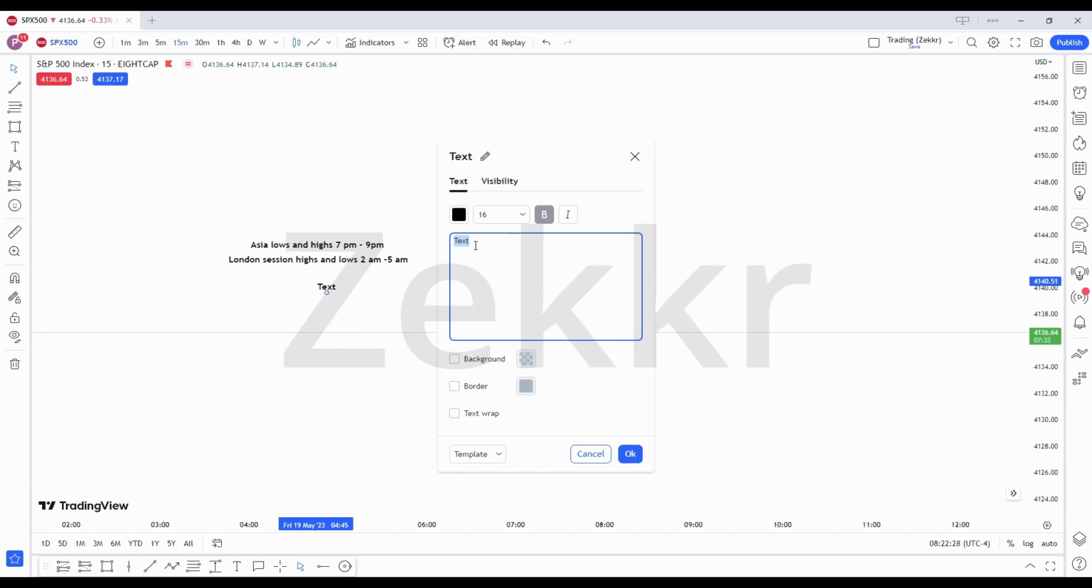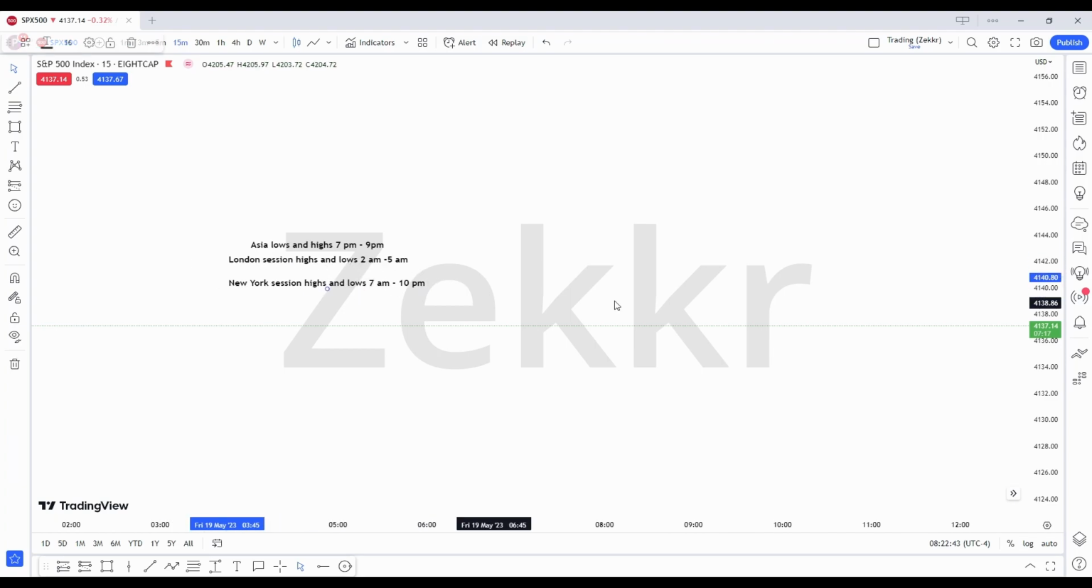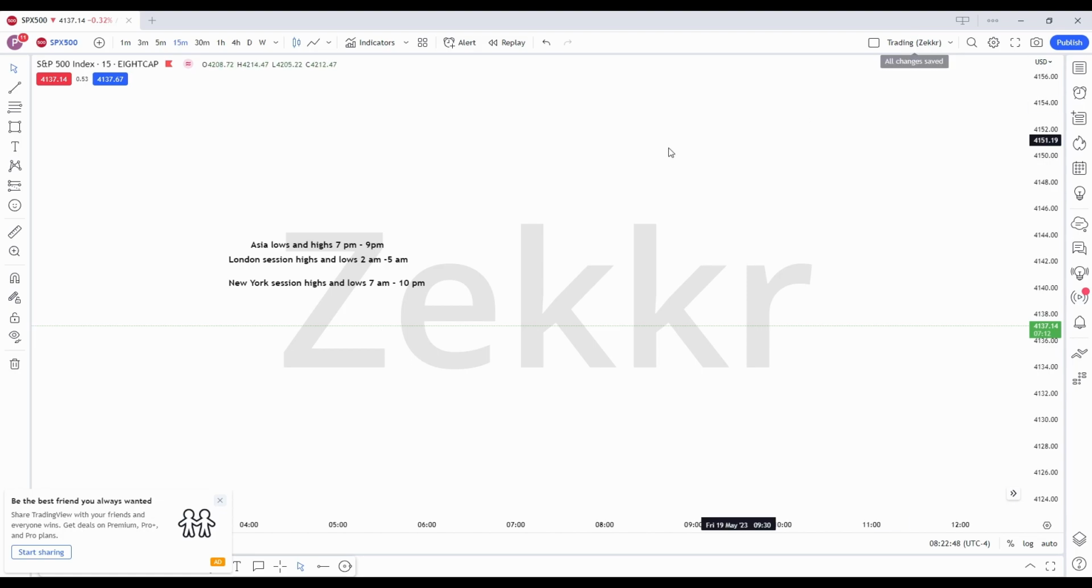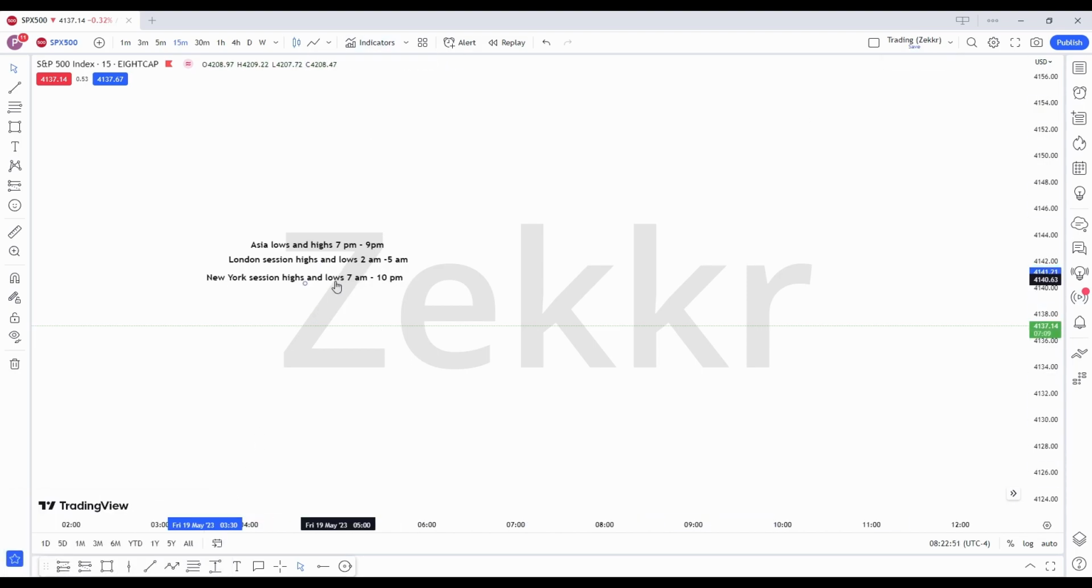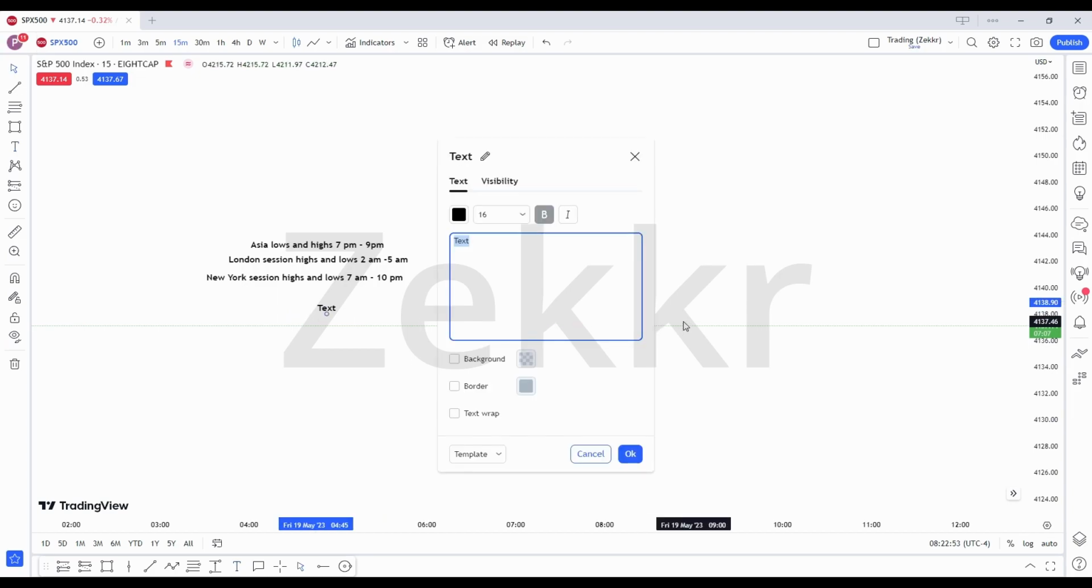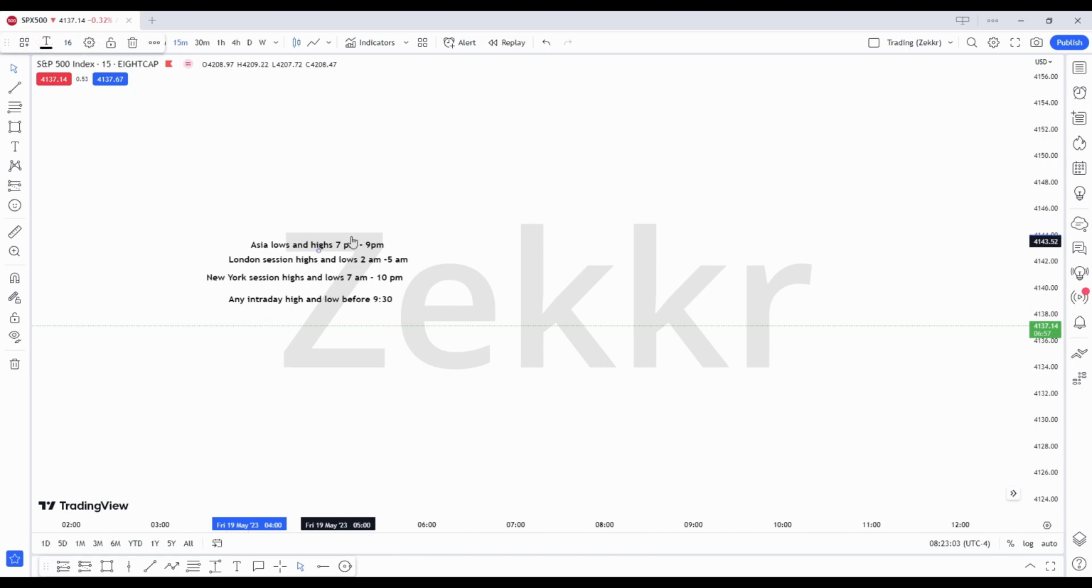And then you also look for highs and lows from the New York session highs and lows, which forms from 7 a.m. to 10 p.m. So this is also where you should look for these fair value gaps, imbalances and liquidity. So you look for highs and lows to be swept, and any intraday high and low before 9:30. So this is the liquidity you should look for, right?